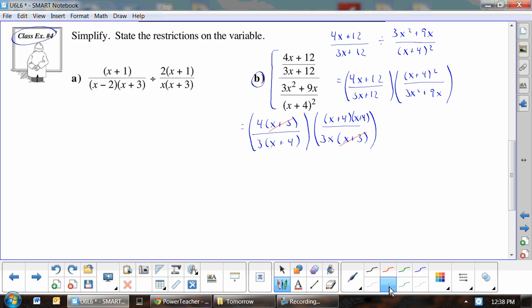Okay? So I've canceled out the x plus 3s. I can cancel out one of our x plus 4s. And then we have, well, 4 and 3 don't have a common factor. We have an x in the denominator, but we don't have any x's that are separate from everything else in the numerator. So I think this is as good as it's going to get for us. So then we get to go, okay, well, we now have 4 times x plus 4 all over 9x. Okay.